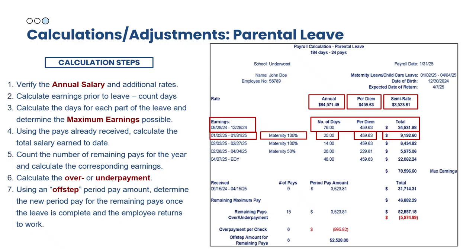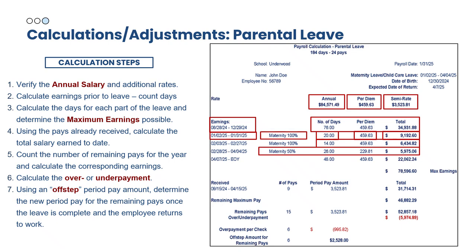The second and third spans of days are paid at 100% and 50% respectively, and are dependent upon the number of sick days you have available. For example, if you have 14 sick days available, they are paid at 100% multiplied by your per diem rate to obtain the total earnings. The remaining 26 days of your leave would then be paid at 50% of your per diem rate.